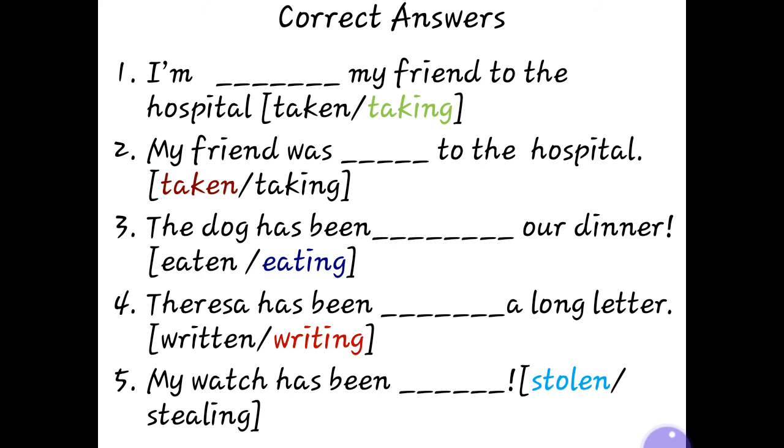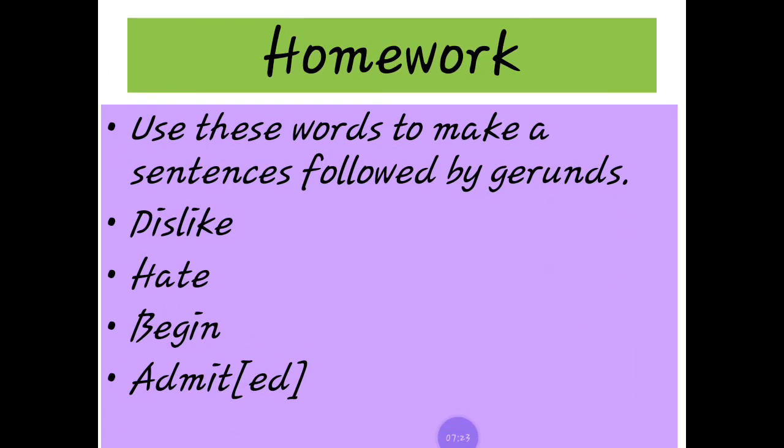Let's look at this. You're going to try this out at home. Use these words to make sentences followed by gerunds. Dislike, hate, begin, admit. Remember how we use them with enjoy, prefer. Make your own sentence.